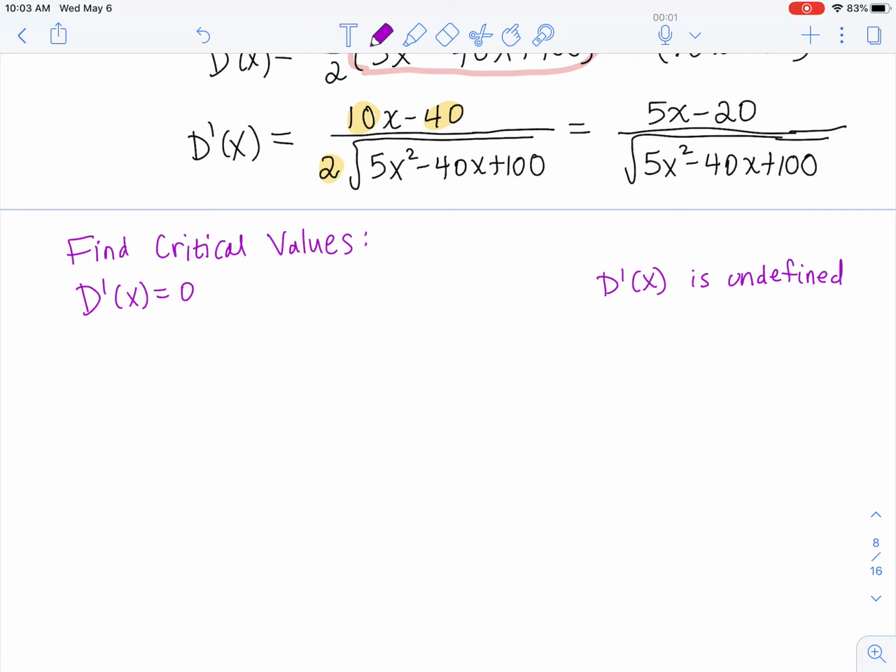So if the bottom of the fraction is 0, then it's going to be undefined. So you've got to consider both cases. Now, the function d prime of x will be equal to 0 when the numerator is equal to 0. Right? When the top of the fraction is equal to 0, then the whole fraction is 0. So that is 5x minus 20 equals 0. If you solve that, you get x equals 4. So circle that. That is a potential answer.